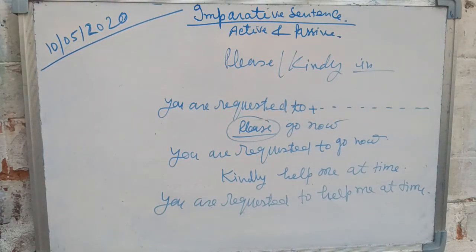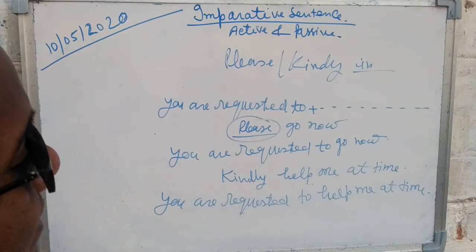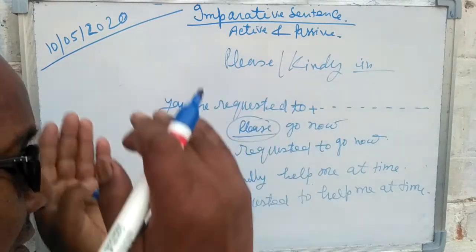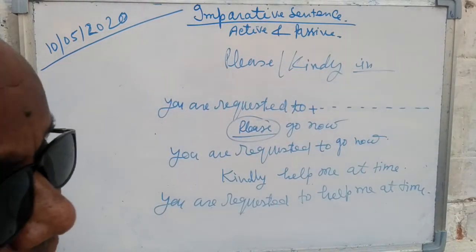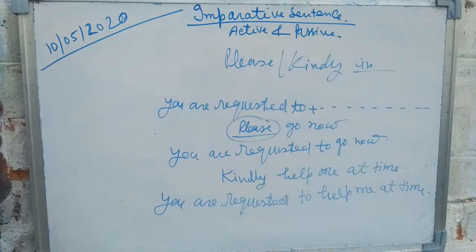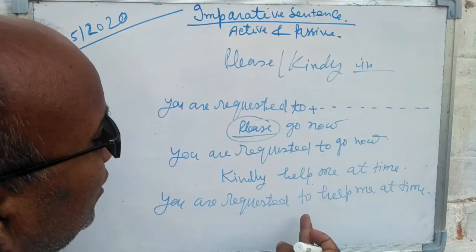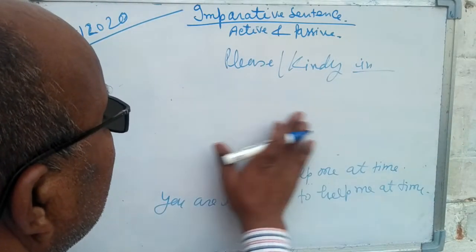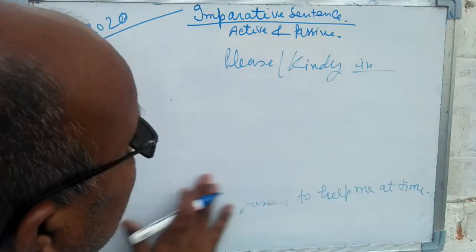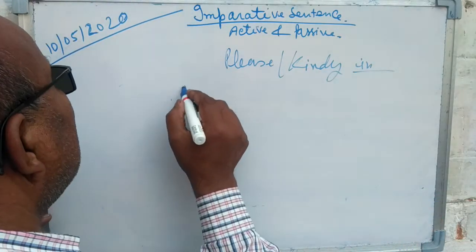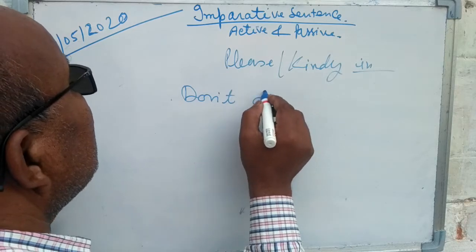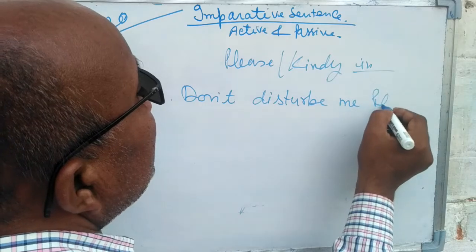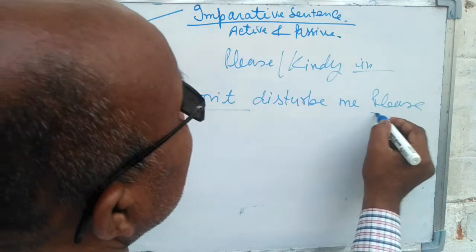So thus you can change the sentences based on please and kindly. If please, kindly and not, do not is used together, then you will write not before to. For example, I write an example here. Don't disturb me, please. Here don't and here please.